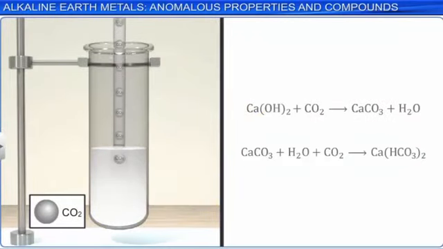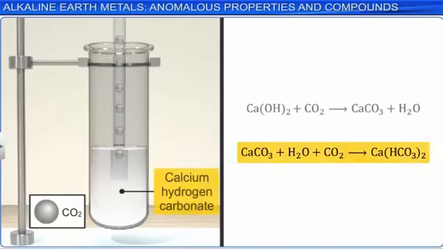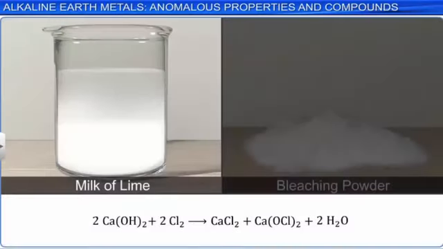Milk of lime, a suspension of calcium hydroxide in water, reacts with chlorine gas to form calcium hypochlorite, the main component of bleaching powder. Hypochlorite ion is a good oxidizing agent.